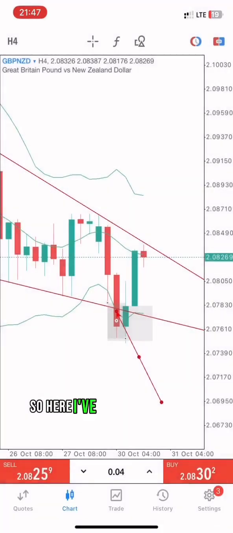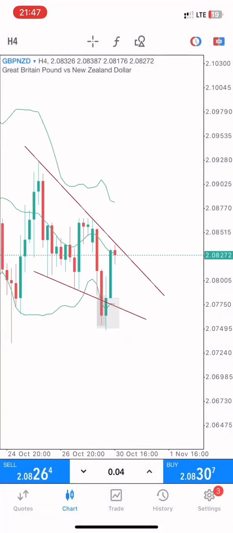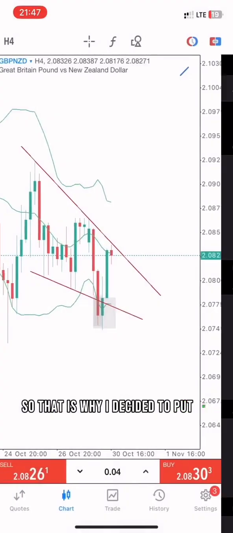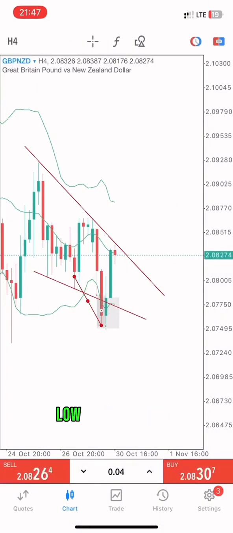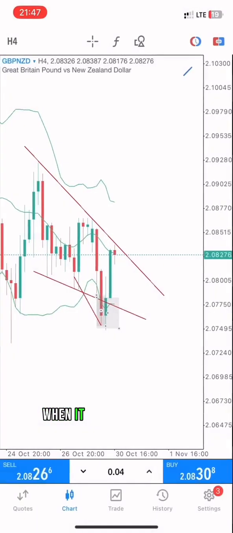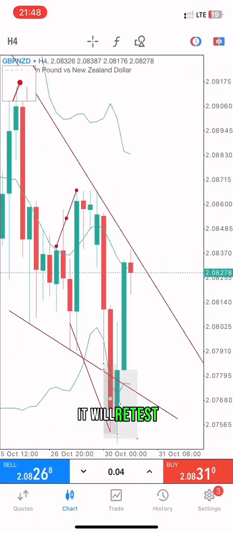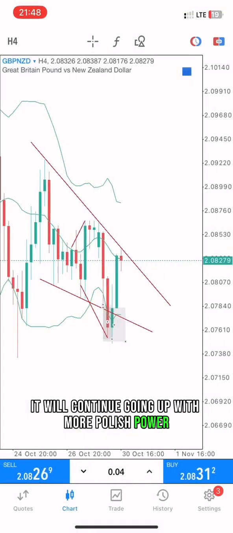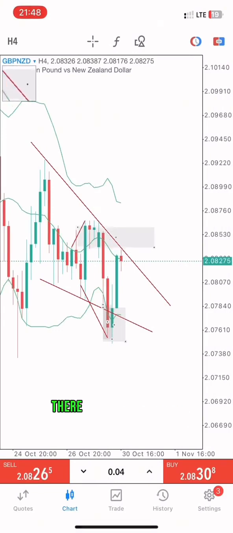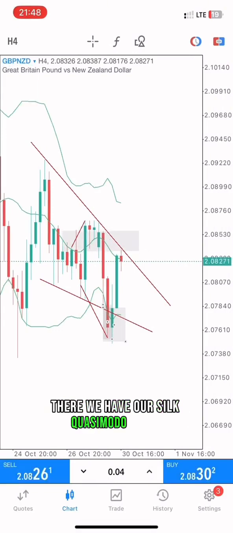So here I've noticed these two parts, so that is why I decided to put my buy positions there, and I've put my lower low and my high. The lower low will indicate that when price gets to that point, it will retest, and after the retest it will continue going up with more bullish power. And then to the top side there, we have our sell Quasimodo there.